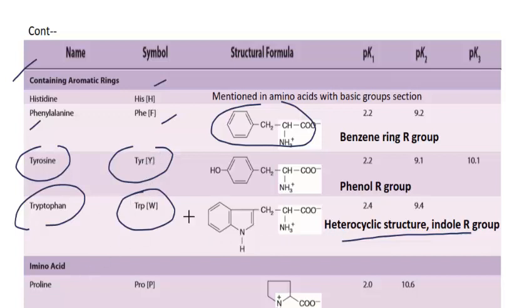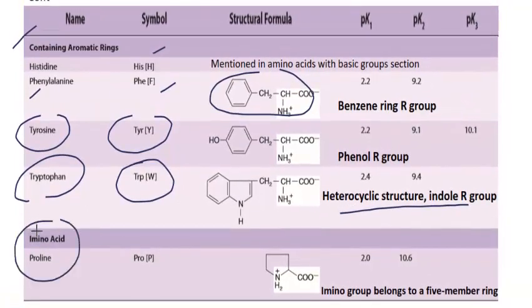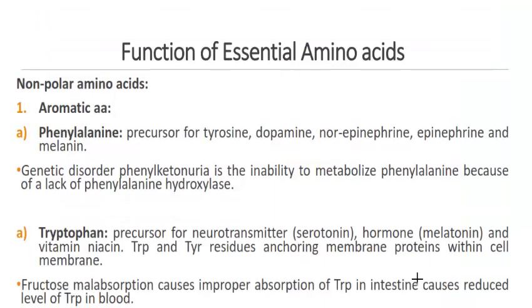And the amino acid proline. Proline contains a specific amino group that belongs to a 5-membered ring. So these are some special features. And what are the functions of essential amino acids? You can see, for example, phenylalanine. It is the precursor of tyrosine. Right? Phenylalanine is the precursor of tyrosine. Tyrosine, dopamine, you know. What is dopamine?